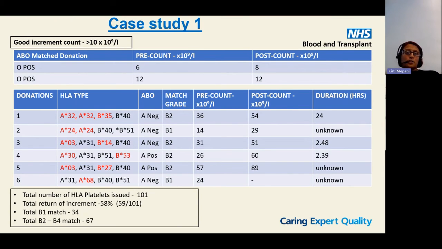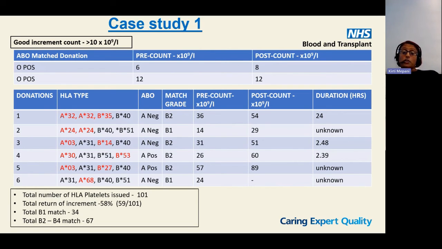So apologies, I know it's a complicated and busy slide, but it's just to really highlight how we would do this. So the ideal increment count we want is greater than 10. The first 2 units were an ABO match unit, so these were not HLA. And I just wanted to add that in there to show you how poor the increment counts were. And Amy had shown this in her graphs as well. The next, and I've just picked out a few of the donations that were given to this patient.